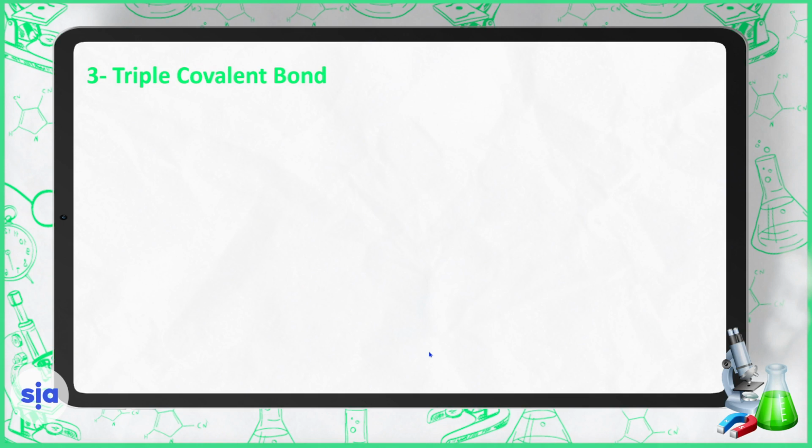Triple covalent bond. When each atom shares the other atom with 3 electrons, and we give it this sign, the three negative signs.